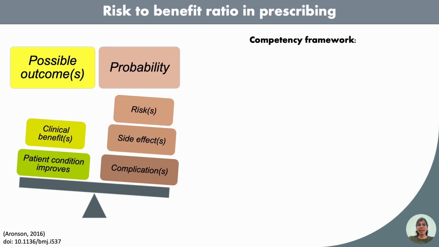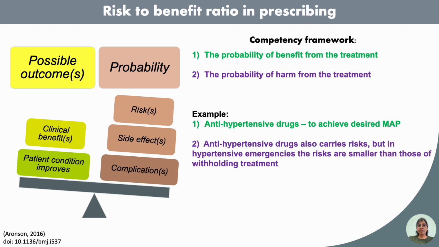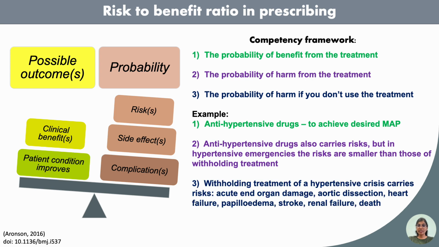So now, what is the competency framework behind prescribing? First, the probability of benefit from the treatment. For example, if a patient has high BP or blood pressure, you would prescribe an antihypertensive to achieve a desired MAP. The second framework would be the probability of harm from the treatment that was prescribed. The patient that has high BP, an antihypertensive was given, which also carries risks. But the hypertensive emergency risk is maybe more than withholding the treatment. So the third would be the probability of harm if you don't use the treatment. So what happens in a case of hypertensive emergency, since the BP wasn't treated? Further end organ damage could happen.